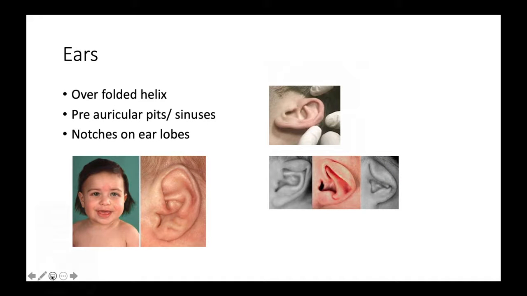Other abnormalities of the ears include overfolding of the helix, preauricular pits or sinuses, and notches on the ear lobes. So here we have a preauricular pit, that's a dysmorphic feature, overfolding of the helices here. And here we have a child with notching on the ear lobes. She was large for age, had a bit of macroglossia, and this is an example of Beckwith-Wiedemann syndrome.